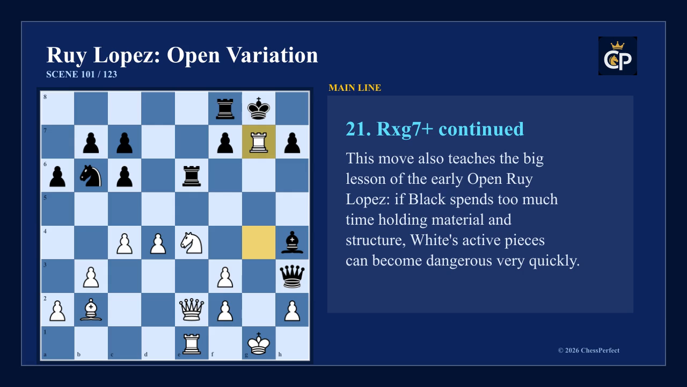This move also teaches the big lesson of the early open Ruy Lopez: if black spends too much time holding material and structure, white's active pieces can become dangerous very quickly.